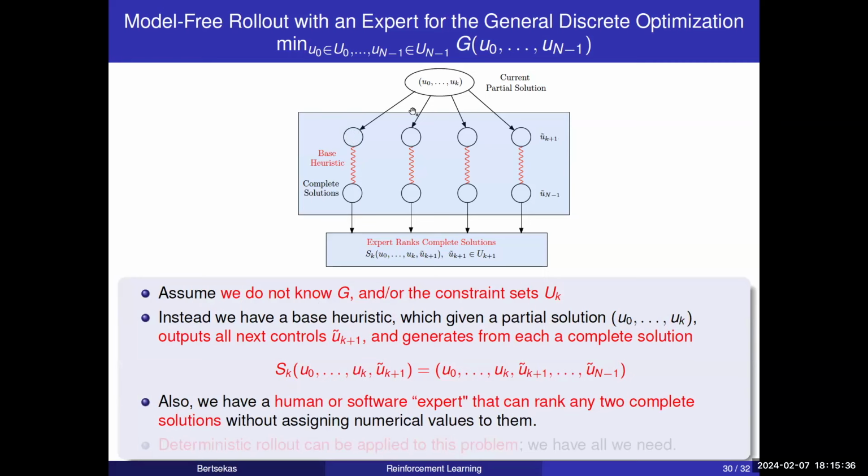Well, in rollout, all we're looking for is the minimum Q factor. And if we have some kind of ranking system, whether it be a human or a software expert, these are all of the ingredients we need to perform rollout. So the point here is that we can even use rollout in the case where the cost function is unknown. And I'll show a real world example of that.